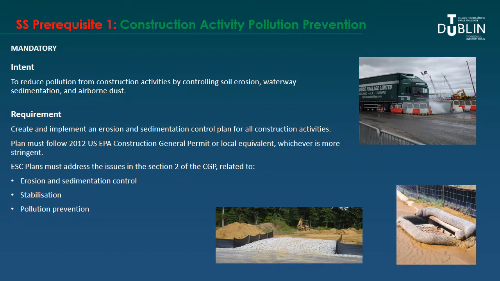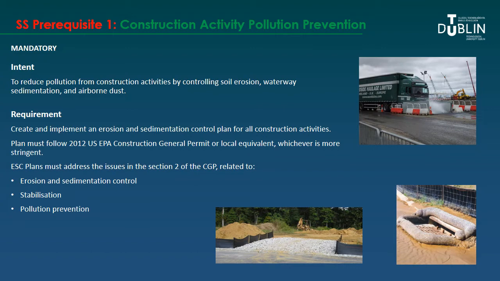So this is a prerequisite, as noted before, so that means it's mandatory, you have to do it. And the intention behind it is to reduce the pollution from any construction activity on the site, and to do that by controlling erosion, waterway sedimentation and airborne dust. And in order to control it, the requirement is that you need to have put in place a control plan. So the requirement is to create and implement that in terms of erosion and sedimentation for all construction activities.